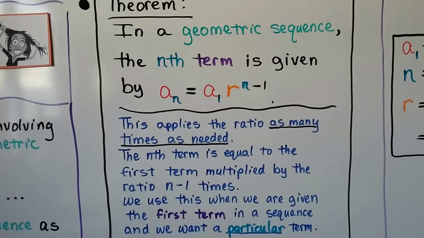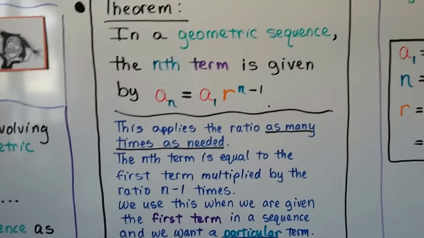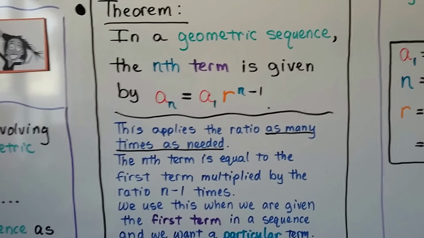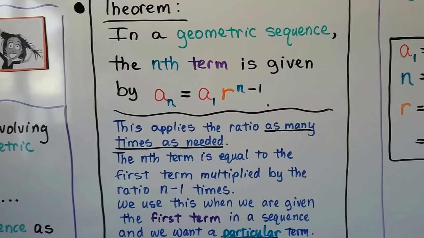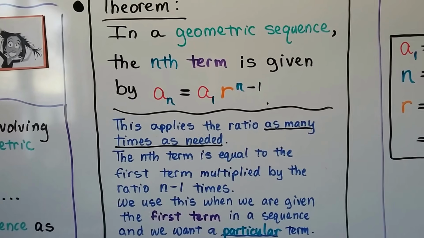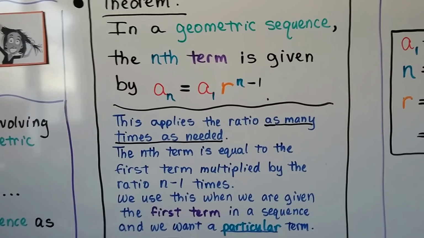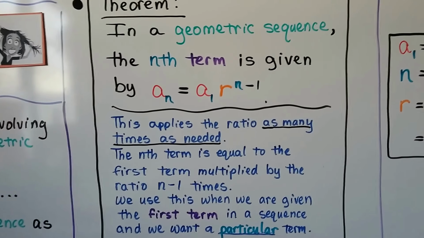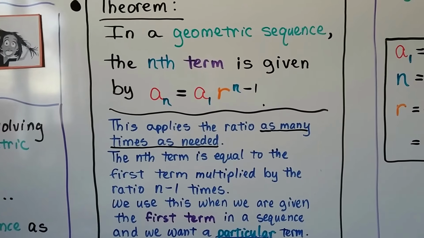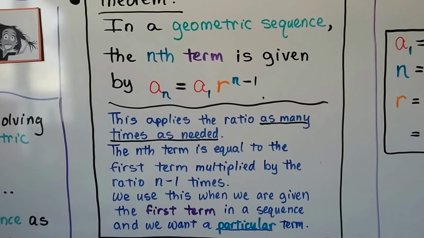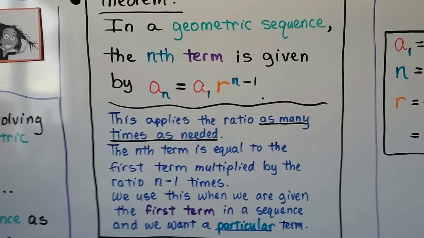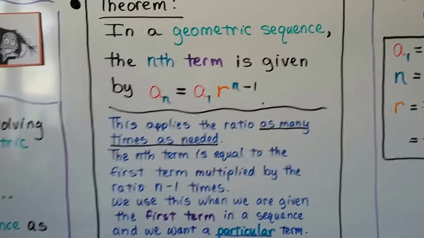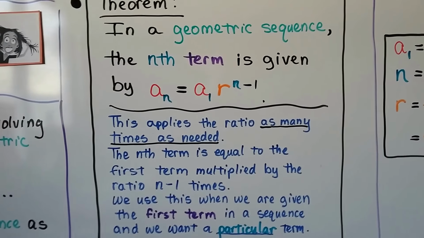And this applies the ratio as many times as needed. The nth term is equal to the first term multiplied by the ratio n minus 1 times. And we use this when we're given the first term in a sequence and we want to find a particular term, an nth term. Okay, so we're going to be using this a lot in this video. So if you haven't written it down, you better pause and write it down because you're going to use this, okay?